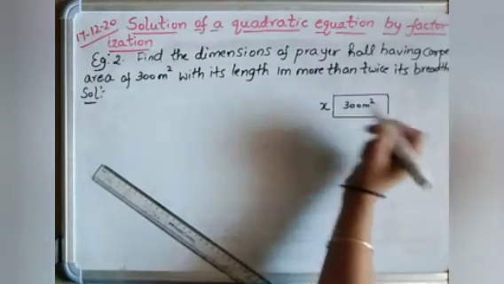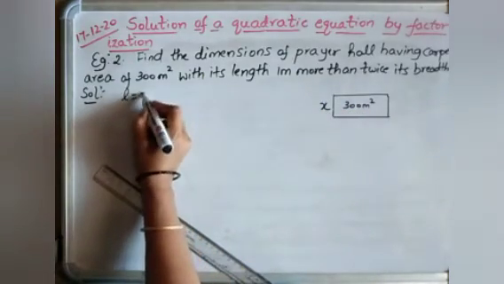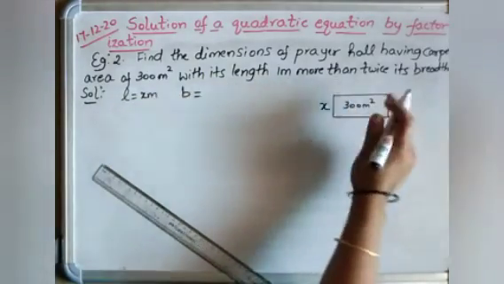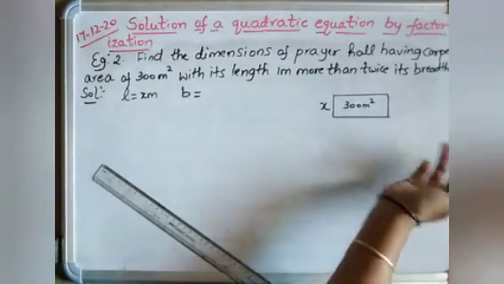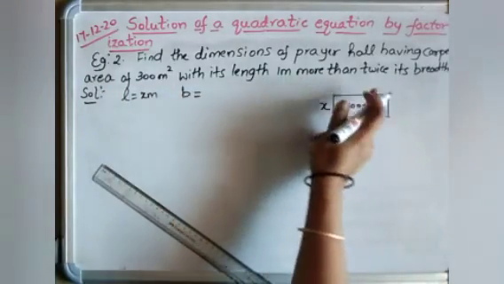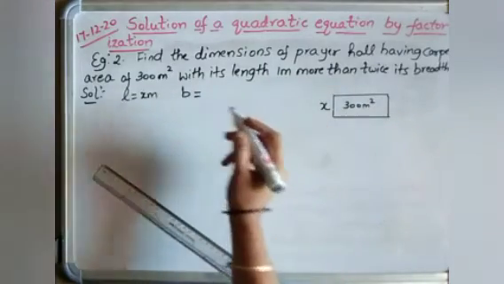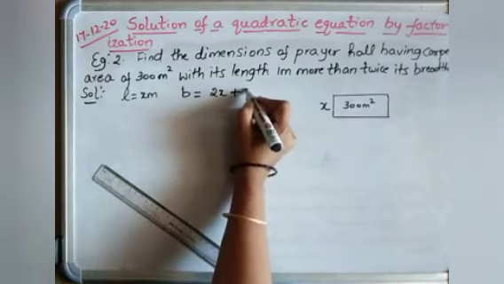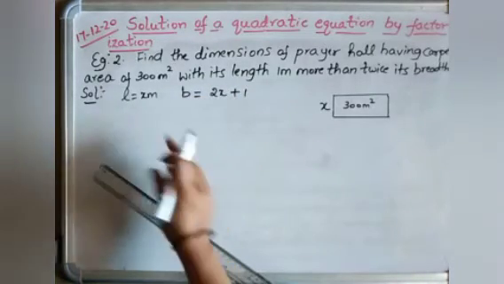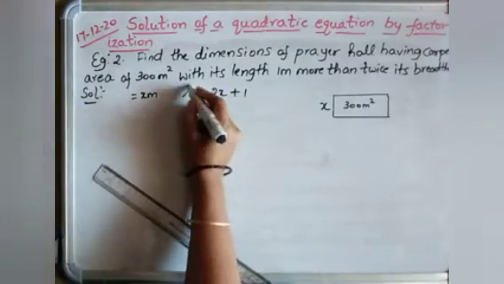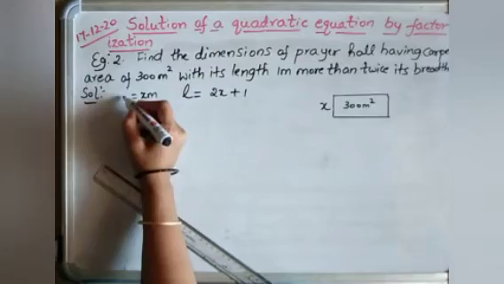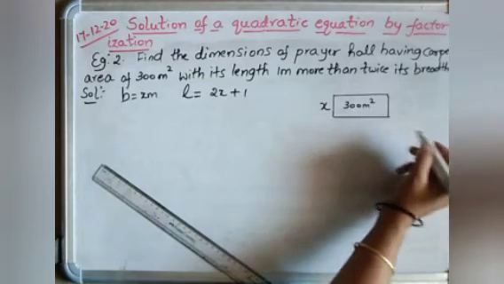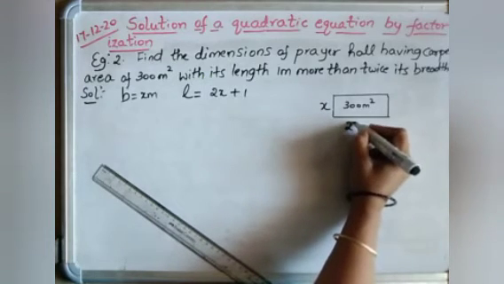Let's take the breadth is equal to x meter. Now the length is 1 meter more than twice its breadth. So how to write that? Twice means 2 into x, plus 1. So breadth is x meter and length is 2x plus 1, right? So we will write here breadth and length.